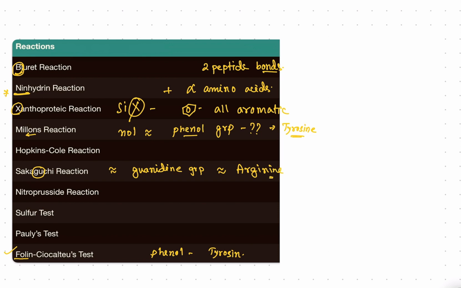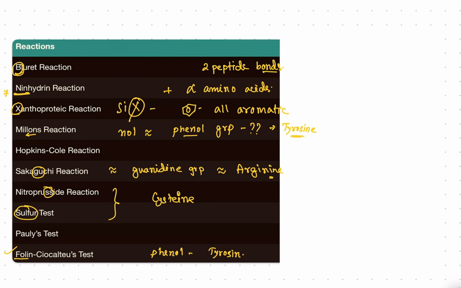Next is the nitroprusside test. You can see so many S. The sulfur test itself is telling the amino acid should have the sulfur group. So these tests are going to be positive for the sulfur containing amino acid, that is cysteine.